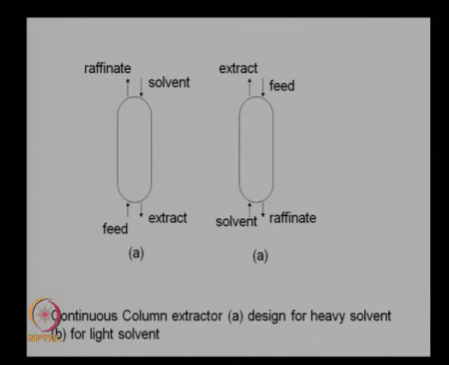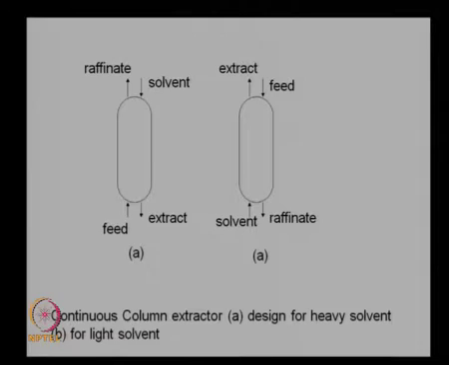If you remember this particular figure from 4 classes back, this is a counter current system both for a heavy solvent as well as for the light solvent. Here in the case of heavy solvent, the solvent will be flowing from top to bottom, whereas in the case of light solvent you will be having the solvent flowing from bottom to top. So each type of equipment will have different type of capital cost, different type of operating cost and so on.